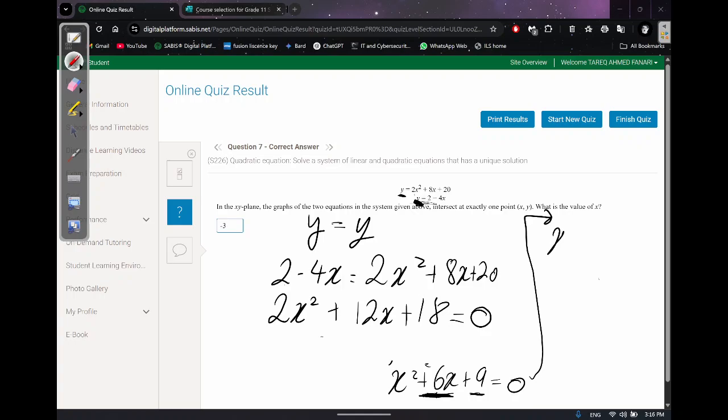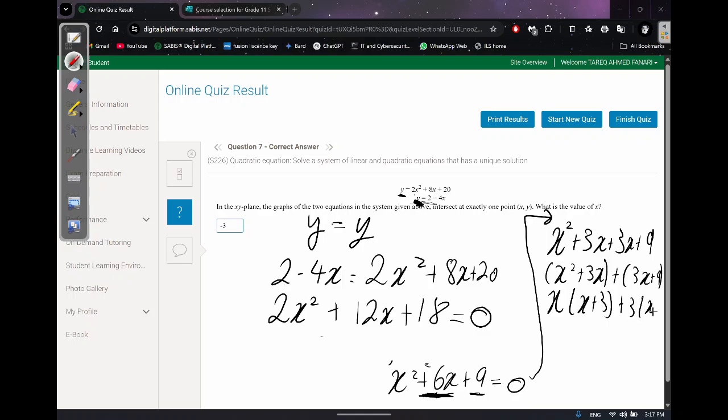So this is gonna be very easily x squared plus 3x plus 3x plus 9. Okay, so this is gonna be x squared plus 3x plus 3x plus 9. So now factor whatever's in these brackets. X into x plus 3 plus 3 into x plus 3. So this is going to be x plus 3, x plus 3. So this is actually x plus 3 squared, whatever.